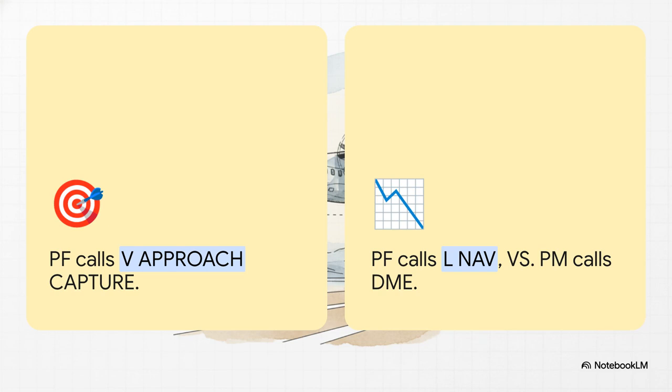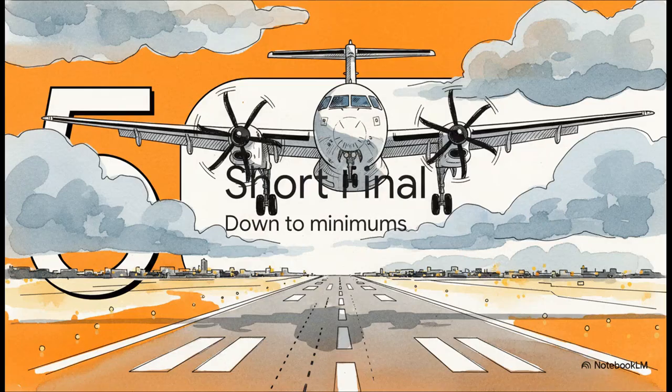But if you're stepping down on an LNAV-only approach, it's a different story. The PF calls out LNAV VS for vertical speed. And because you don't have that automated VNAV path holding your hand, the PM has to take on a way more active role. They have to give mandatory DME versus altitude callouts to make sure you're safely tracking that descent profile step by step.